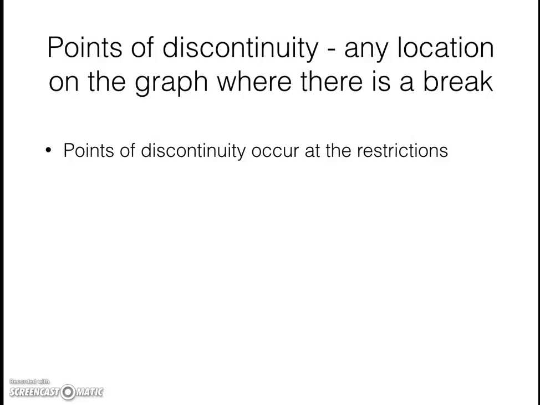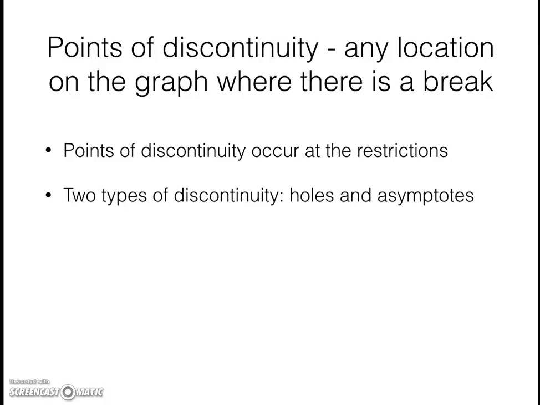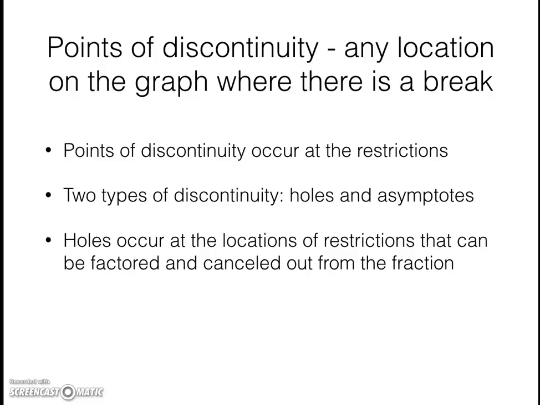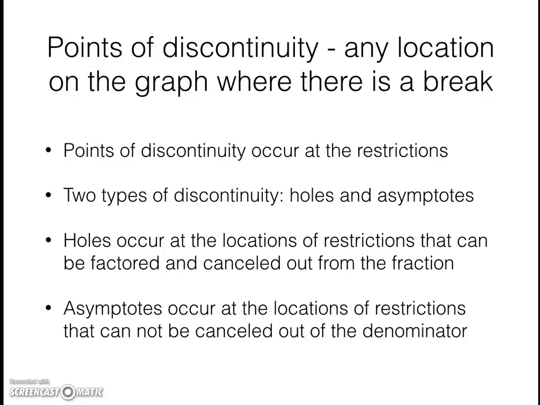Points of discontinuity occur at the restrictions because those are the x values that aren't allowed to be on our graph. There are two types of discontinuities: holes and asymptotes. Holes occur at the location of restriction that can be factored and canceled out from the fraction. Asymptotes occur at the location of restrictions that cannot be factored out of the denominator.